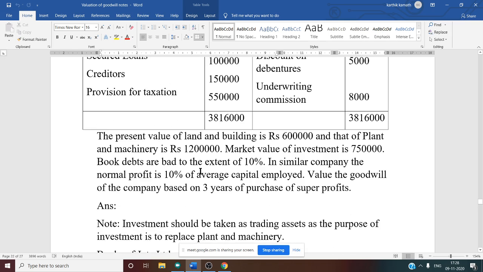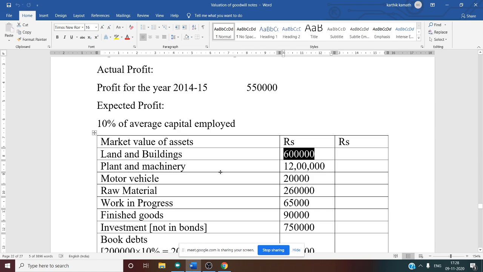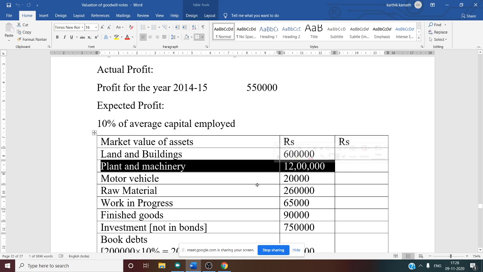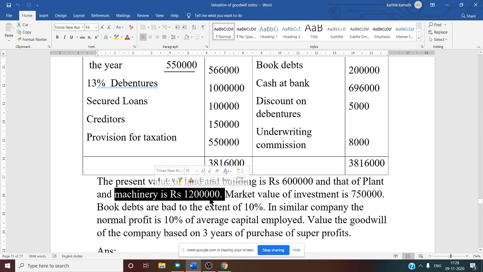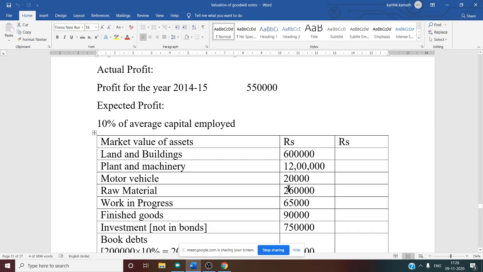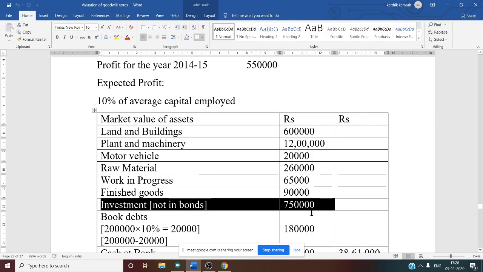Once again, we'll look at the question: land and building given in the adjustment, 6 lakh, same thing you are going to write 6 lakh. Then plant and machinery 12 lakh, same thing you are going to write. Why? Because it is given in the adjustment. See this. Then market value of investment. See this, investment not in bonds. That is 7,50,000 we have written directly from the adjustment.